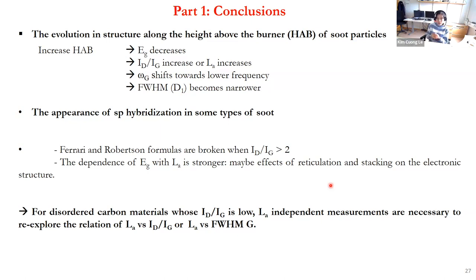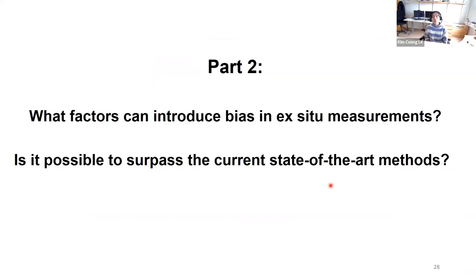Another important thing is the Ferrari-Robertson formula is broken when the intensity ratio between D and G is larger than 2. And also some other interesting findings. But that is something I want you to remember when you try to apply Raman spectroscopy of soot. Okay, let me move to the second part.